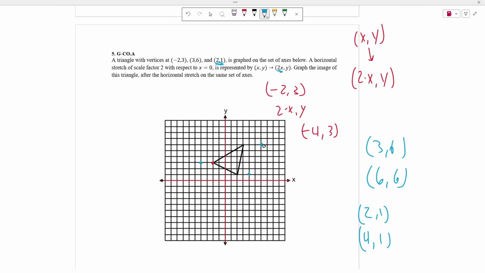So right here, we're going to connect these two like so. We're going to connect these 2 points like so with a straight line. And then finally, we're going to connect these 2 points with a straight line as well. Okay, and that's going to be my brand new triangle. We could see here how we just stretched it out, right? All we did was stretch the image following this rule.